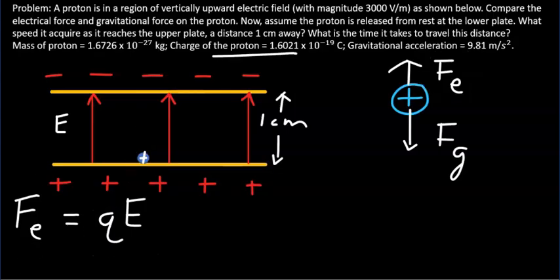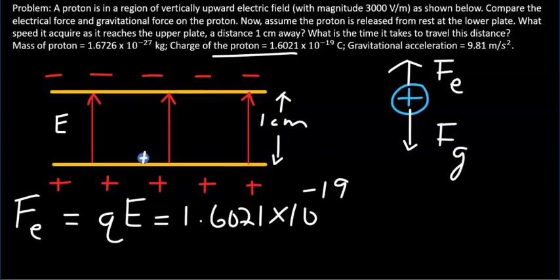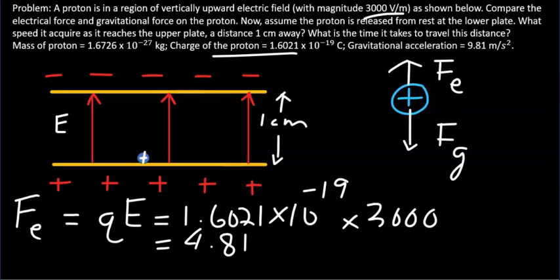The charge of the proton is 1.6021 times 10 to the power minus 19 coulomb. The magnitude of the electric field is 3000 volts per meter. And that's going to give you an answer of 4.81 times 10 to the power minus 16 newtons.